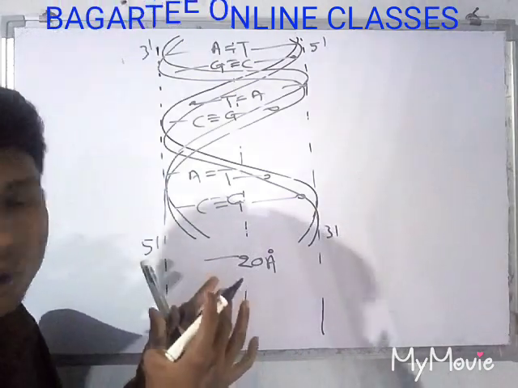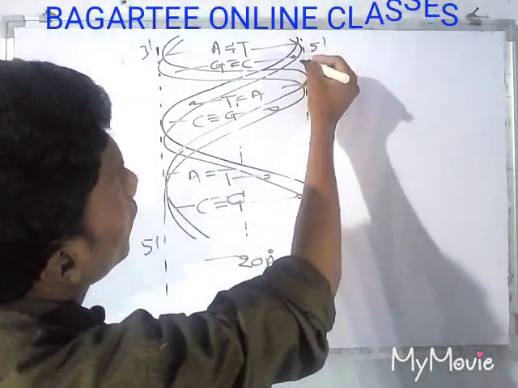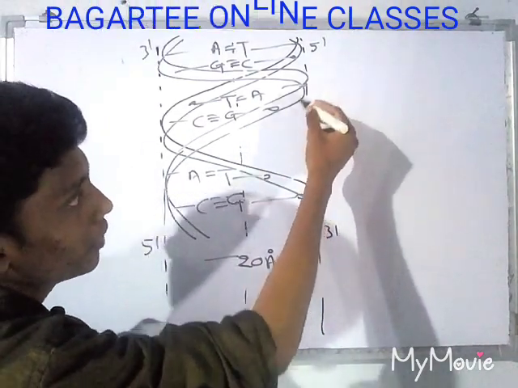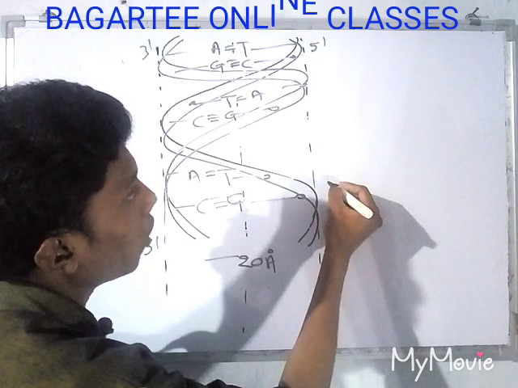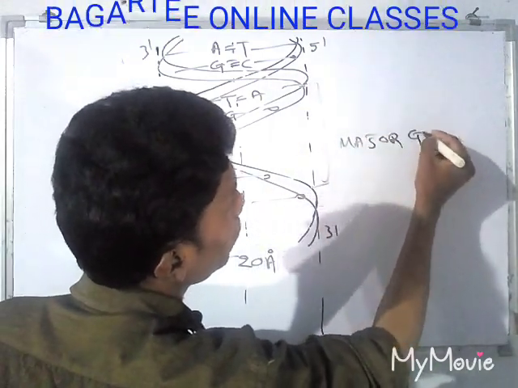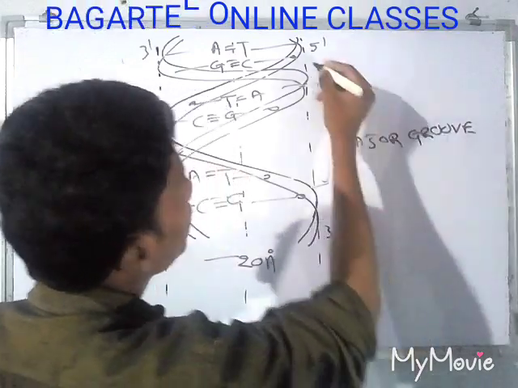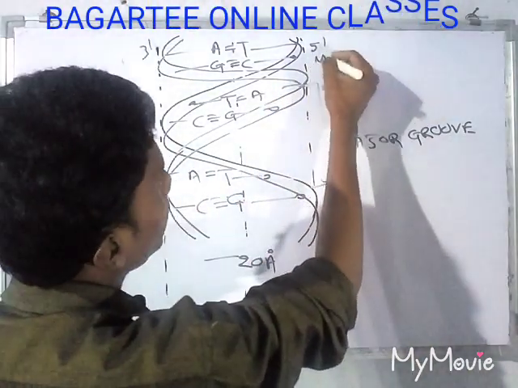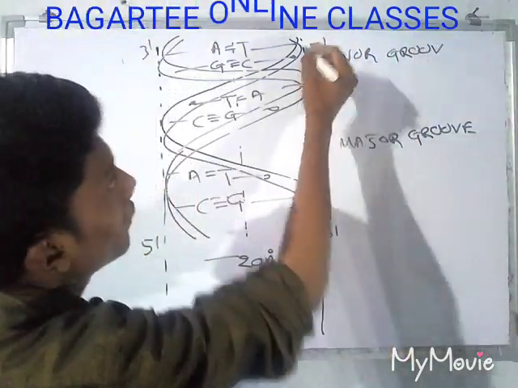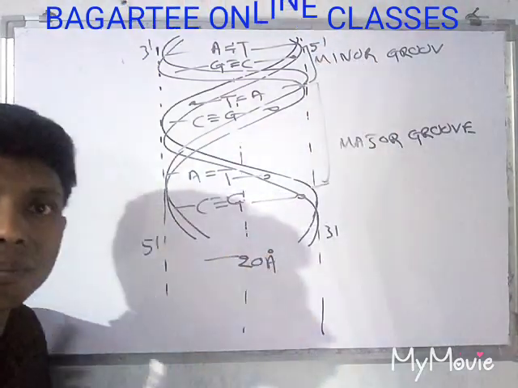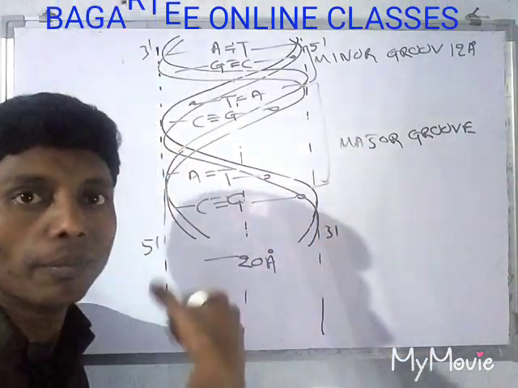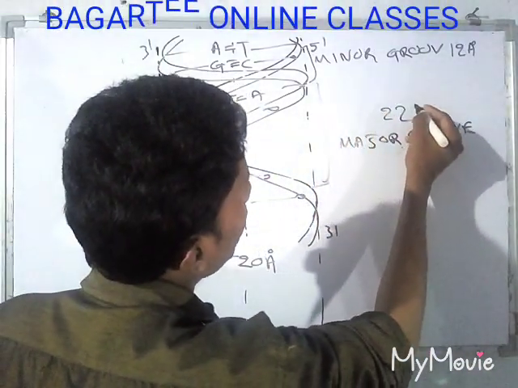And here you can see from the structure that there is a depression and here another depression. The deep one is the major depression, and this depression is called the major groove, whereas the small depression is called the minor groove. The length of the minor groove is 12 angstrom, whereas the length of the major groove is 22 angstrom.